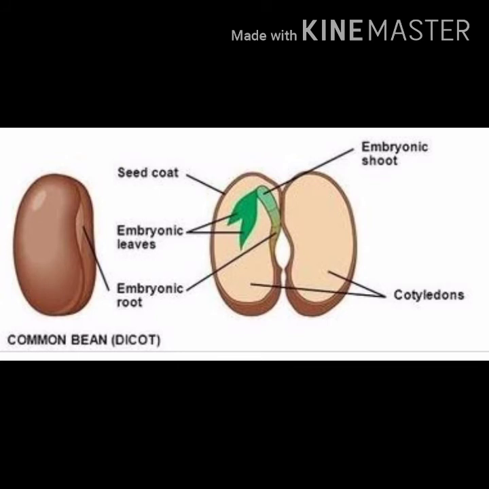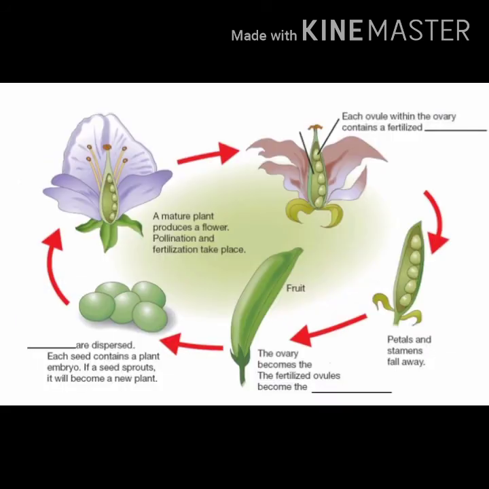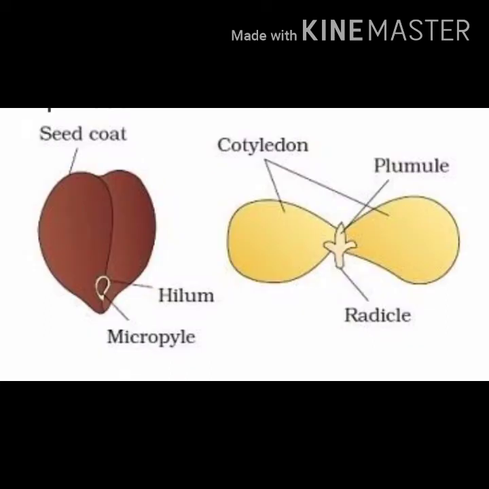So what are the parts inside the ovary? We can see the seed. If the flower has a number of ovules, then we can see the fruits with a number of seeds. If the ovary of the flower contains only a single ovule, then the fruit also contains a single seed, like that of mango and coconut, etc.